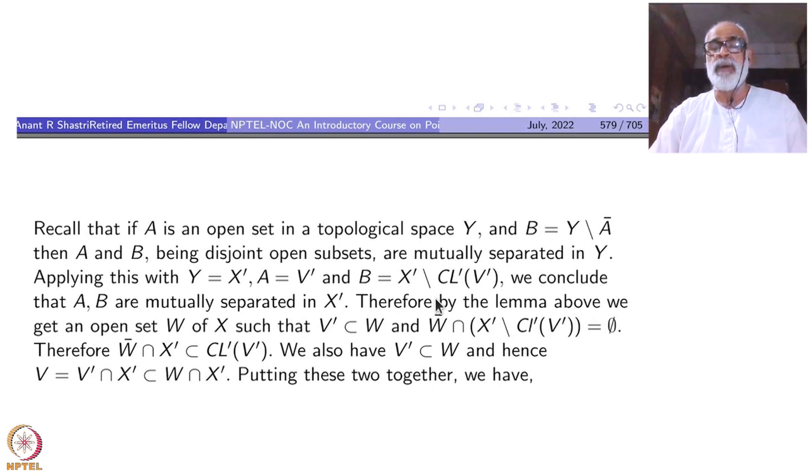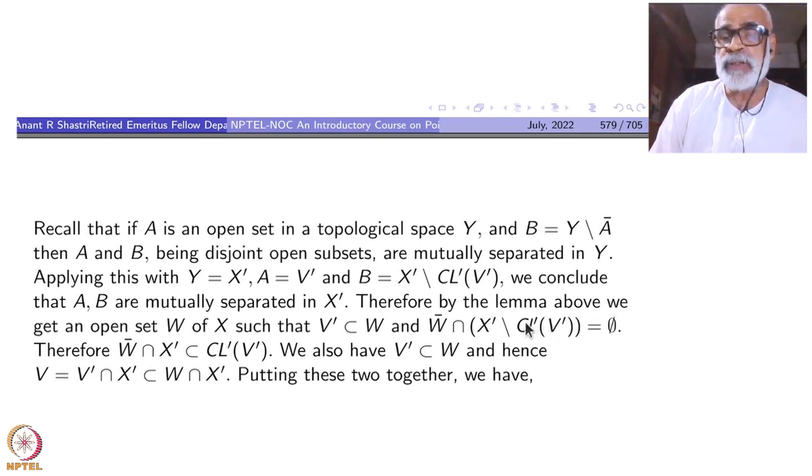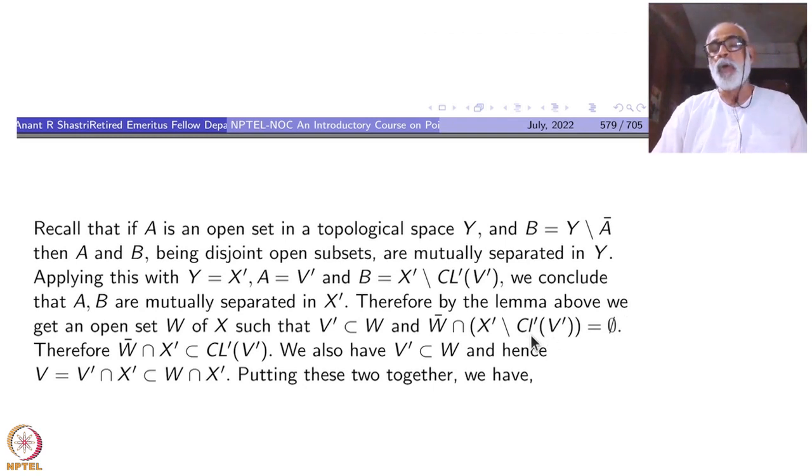Therefore, by the previous lemma, we get an open subset W of X such that V prime is inside W, and the closure of W intersection X prime minus the closure of V prime, that is B, is empty. Therefore, W bar intersection X prime must be contained inside the closure of V prime inside X prime, since the part which you have thrown away is empty. We also have V prime contained inside W.